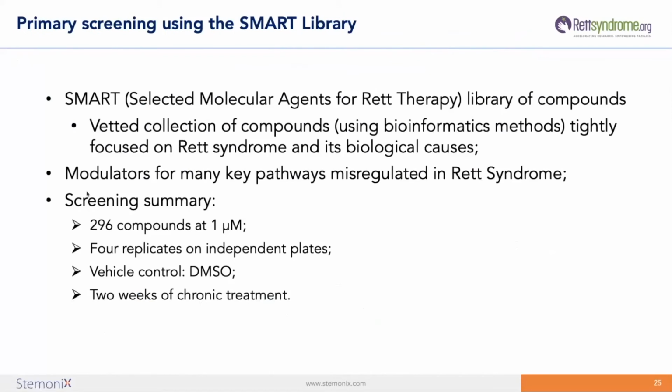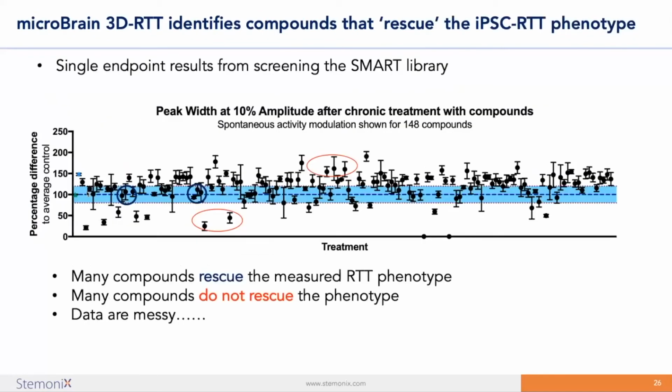In that screen then, we chose 300 compounds that were picked in conjunction with the Rett syndrome organization. These were compounds that are known to impact pathways that are believed to play a role in Rett syndrome. So the basic mantra or MO of this screen was to take the wild type effect and take the disease Rett phenotype, add compounds, and try and return that Rett phenotype to the healthy phenotype. An example of that is shown on this slide, where we're looking at peak width, so the width of each oscillation.